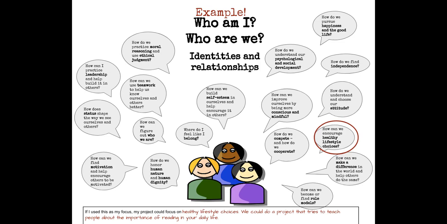So there are 6 of these little posters, and each of them has a different question on it, a different way of thinking about how we are in the world. The first one has a bunch of questions about who am I and who are we? Those questions are going to be our starting point. So our group is going to look through and read a bunch of these questions. And the one that stands out to them is, how can we encourage healthy lifestyle choices?